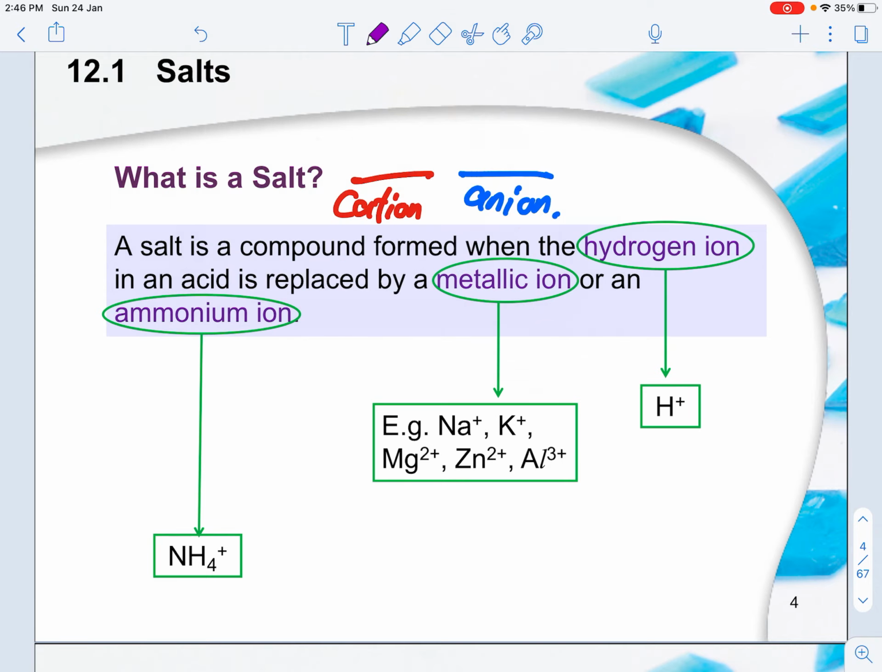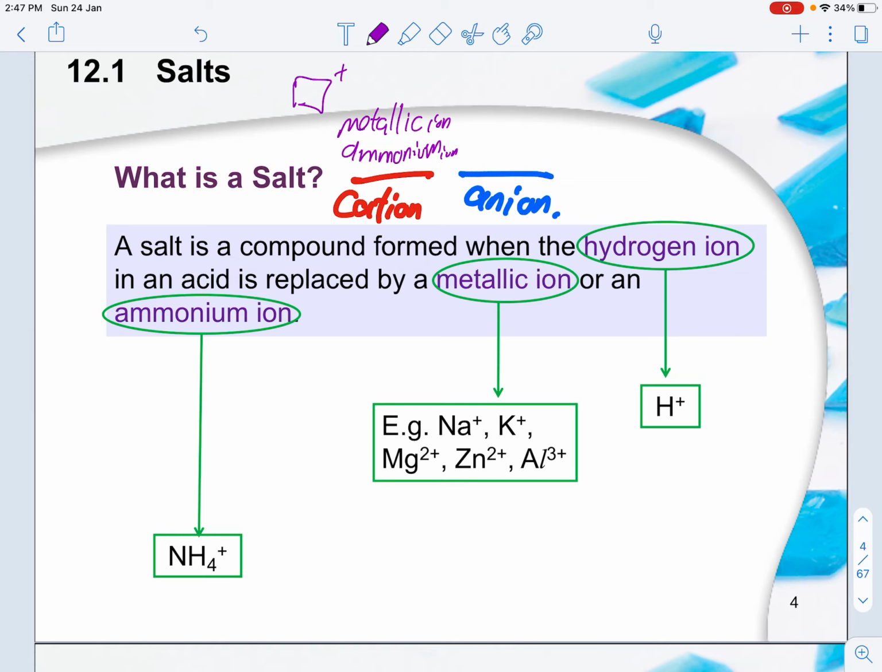Now when we talk about the cation, usually the cation part is formed by either the metallic ion or the ammonium ion. How do you differentiate this? Usually it has a plus as a superscript. Of course, it also has other forms or other numbers like 2+, 3+, etc.